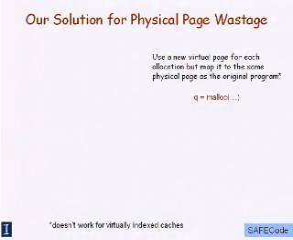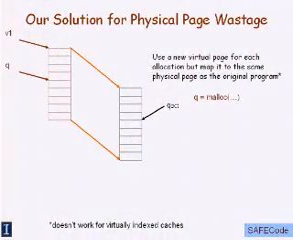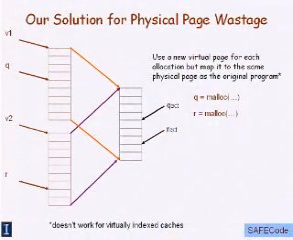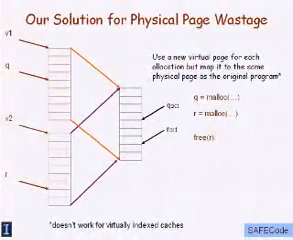And our technique basically first solves the physical page issue by using this. We're going to use a new virtual page for each allocation, but map it to the same physical page as the original program. So if you have q equal to malloc, it's going to look like this. You use a new virtual page and obtain some physical memory. And if you have r equal to malloc, we're going to use again a new virtual page, but map it to the same physical page so that we can use the underlying physical memory.